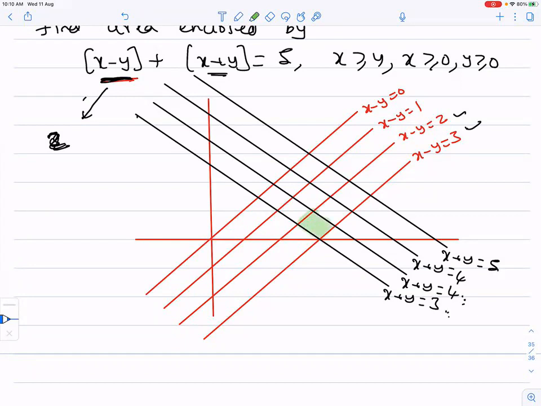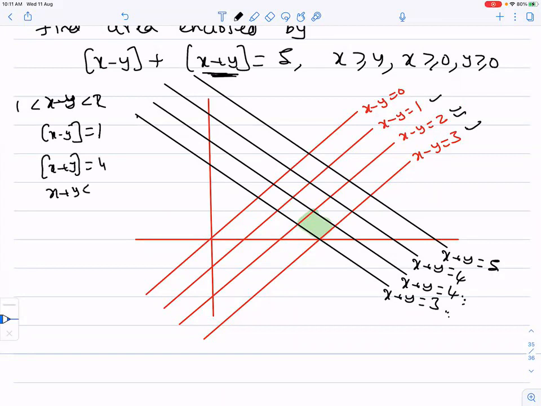देखो, when x minus y lies between 2 and 3, step का value will be what? 2. At that time, x plus y का value will be what? 3. Yes or no? Next, when x minus y lies between 1 and 2, 1 and 2 में lie करेगा, तो step will be 1. At the same time, step of x plus y will be 4. So x plus y किधर lie करना चाहिए? 4 and 5. And that is this quantity.